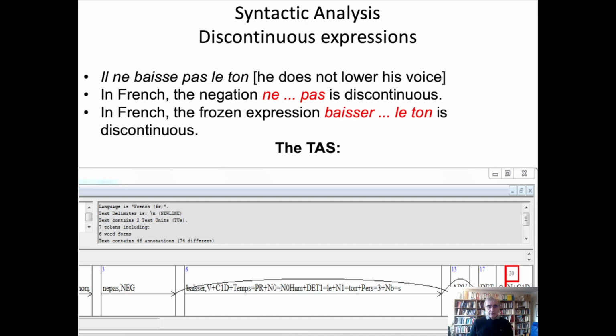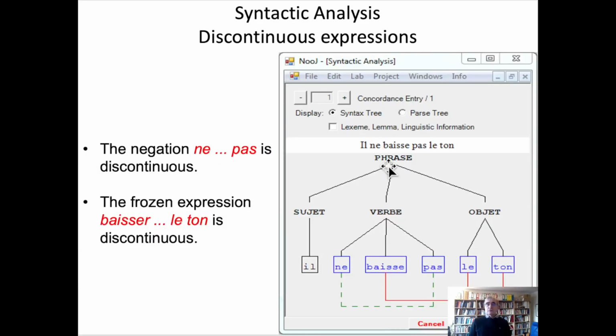So when we apply the syntactic grammar to the text, what happens? Basically, it's no big deal. Nooj recognizes "il ne baisse pas le ton". And then, since "baisser le ton" is one annotation and not three, it will represent it as only one annotation, or if you prefer, all three constituents are linked. And the same with "ne pas". "Ne pas" is represented as one single annotation, or if you prefer, the two constituents are linked.